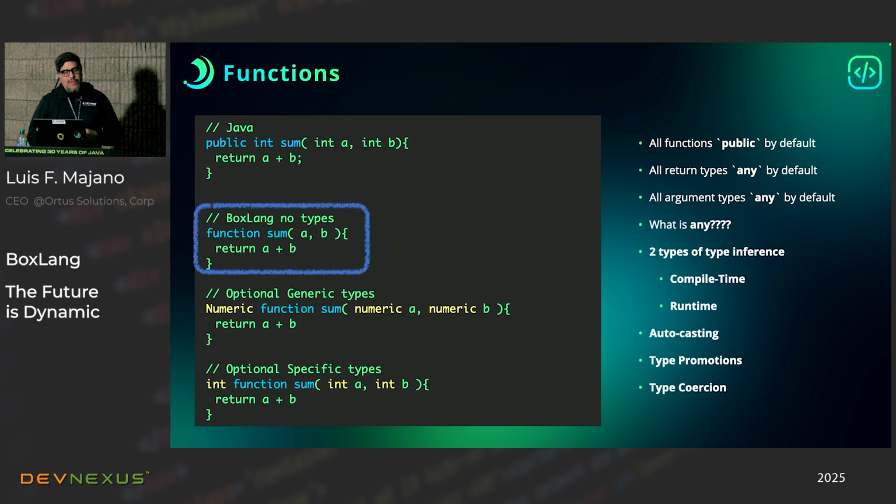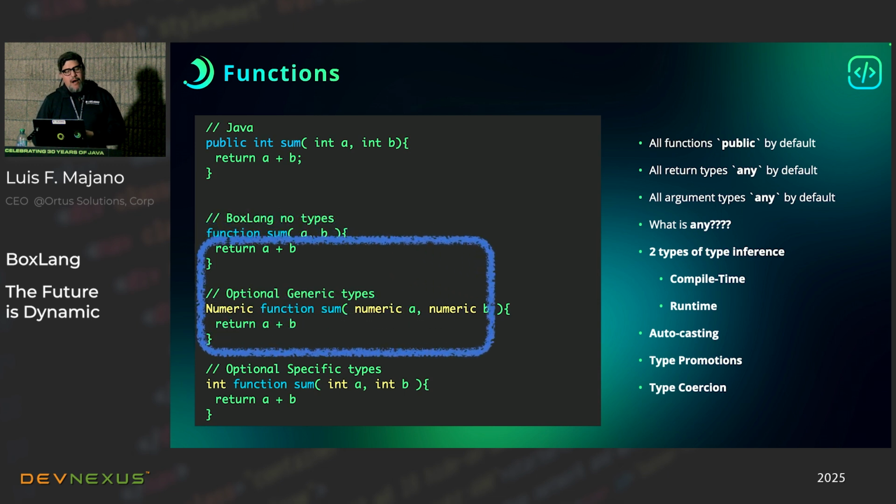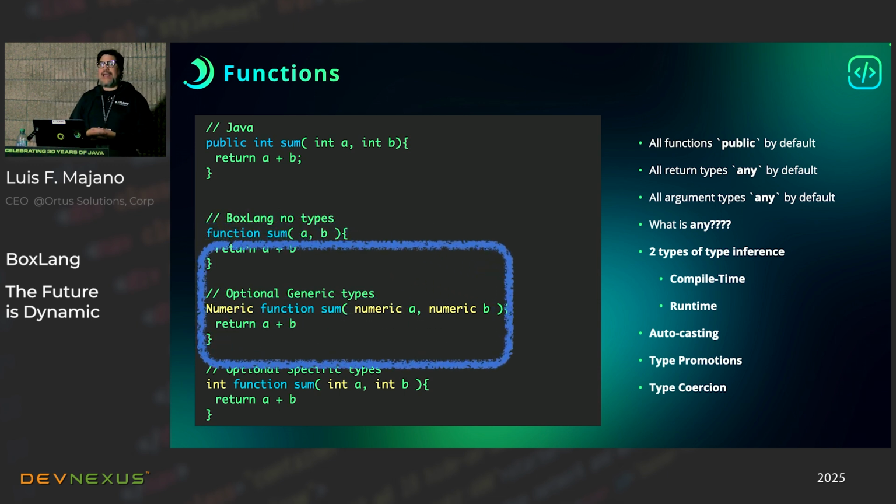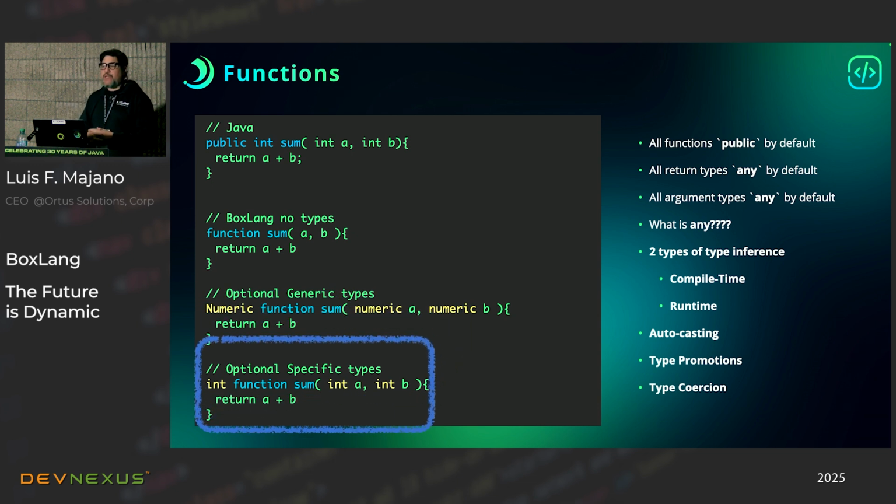And you have a choice whether you want to go full dynamic and not define anything, or you can be optionally generic. So you can say, okay, this has the potential to be a number, or you can become very specific and say, no, it's gonna be an int. And we'll take care of the casting, we'll take care of the promotions, everything for you. So it makes it really easy for you to be productive in that sense.